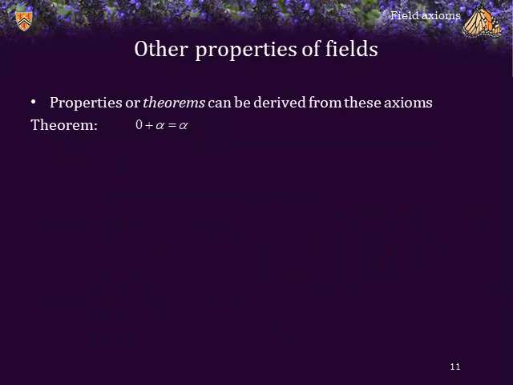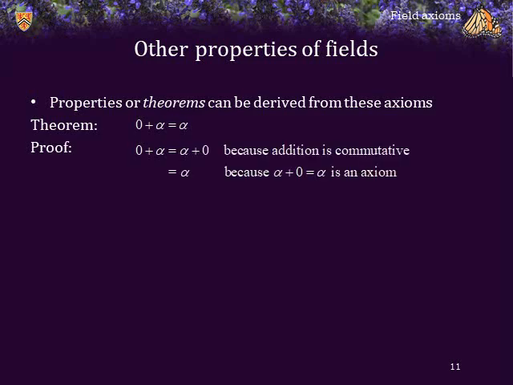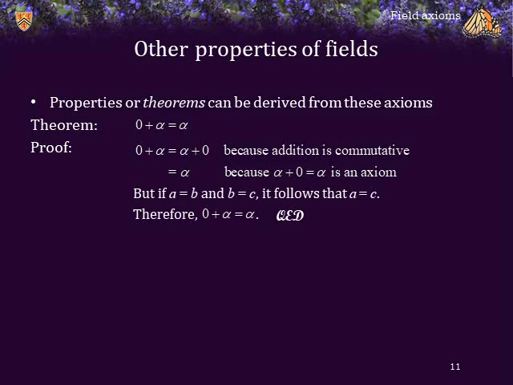From these axioms, we can deduce further theorems or properties. For example, the axiom says that alpha plus 0 is equal to alpha. Is 0 plus alpha equal to alpha as well? Well, yeah, it's reasonably straightforward, and you would expect that. All you use is the commutative property, and you get that 0 plus alpha is equal to alpha plus 0, which is, of course, from the axiom, equal to alpha. And because if A equals B and B equals C, it follows that A equals C, therefore 0 plus alpha is equal to alpha.